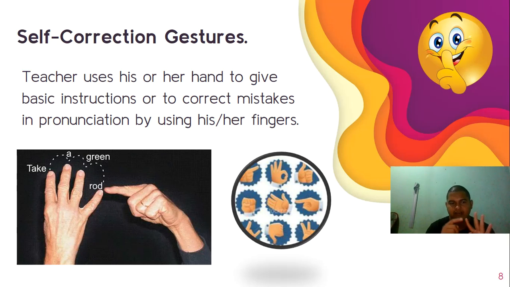There is an example. The sentence, take a green road. When the students are saying this sentence, and one student is pronouncing one word wrong, an example could be they are saying take a green road. So the teacher needs to move the finger that represents the word take and points to another student in order to say it in the right way. So the teacher signals that the word I'm pronouncing is the word take.